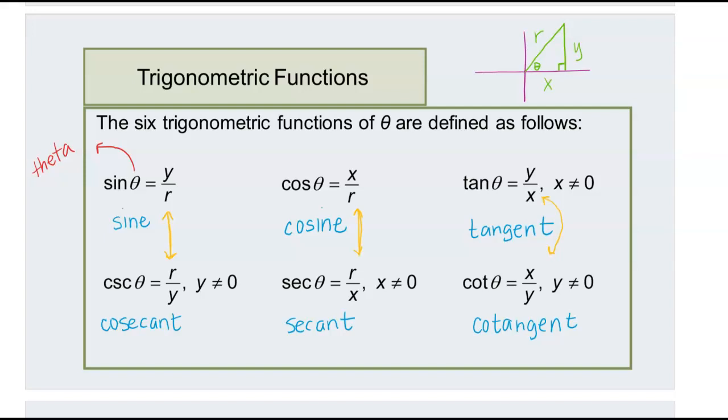The other thing that you should probably take note of is that each of the functions have another function that has the letters CO in front of them. I have sine and cosine. I have secant and cosecant. And I have tangent and cotangent. So there are different relationships that we will talk about in a couple of weeks where these are called the co-functions, just literally because they have co in front of them.